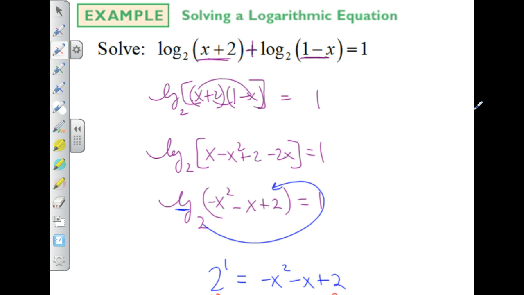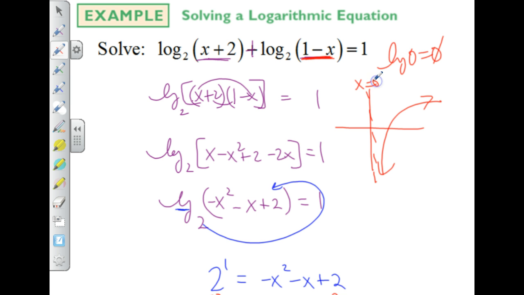So I need to check, does that negative 1 cause problems? Well, yeah, right here, because remember, you can't even take the log of 0. The log of 0 is also undefined because we have an asymptote at x equals 0 for log functions. So yeah, I have to throw out the negative 1, not because it's negative, but because it causes me to take the log of a negative, or in this case, the log of 0.